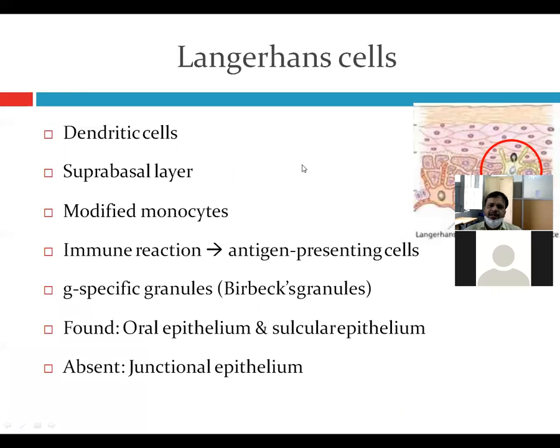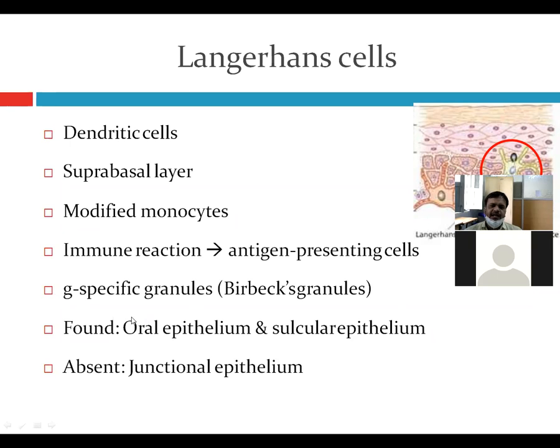Second is Langerhans cells. These are considered as your dendritic cells. These Langerhans cells are present mostly in your suprabasal layer, that is the spinous layer. These are modified monocytes, and they usually participate in your immune reactions, and these are considered as your antigen presenting cells. Langerhans cells usually consist of specific granules. These granules are called Birbeck's granules.